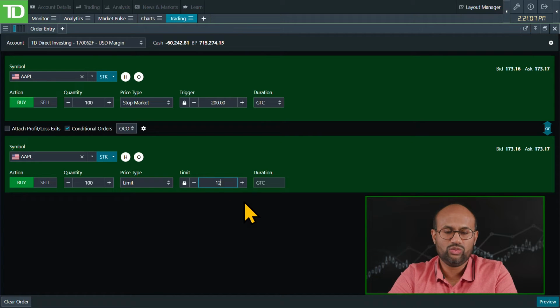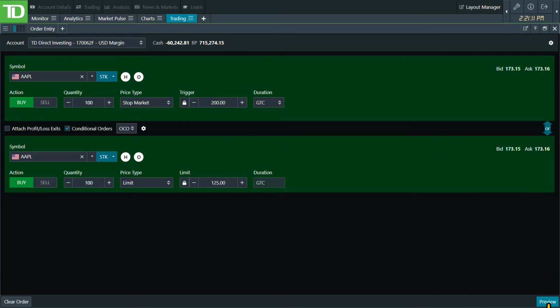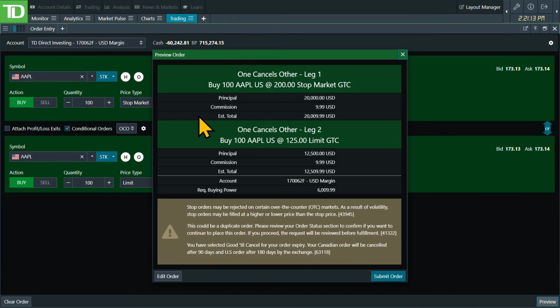In this case, we might say 125, all right? And then you could preview this order and see if anything comes up. You can see this order is perfectly good. So we're saying to ourselves, if one of these conditions is met with Apple getting to this price, then that's when we'll buy it. We'll either buy it if it gets to 200.